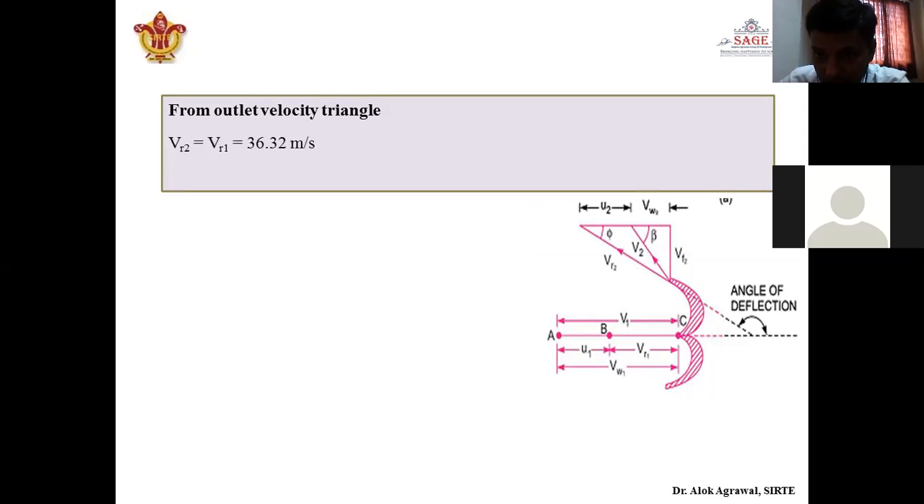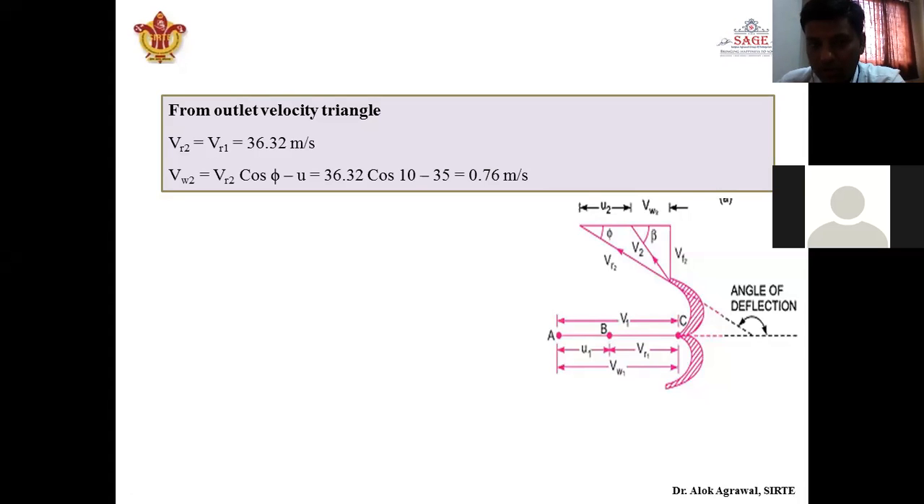Now again, to evaluate V2, what we have to do? We have to take cos component of VR2, that is VR2 cos phi, and when we subtract VR2 cos phi by U2, we'll get VW2, and U2 we know that U2 is equal to U1, which is already given 35 meter per second. So from here we can calculate easily VW2, which is 0.76 meter per second in this case.